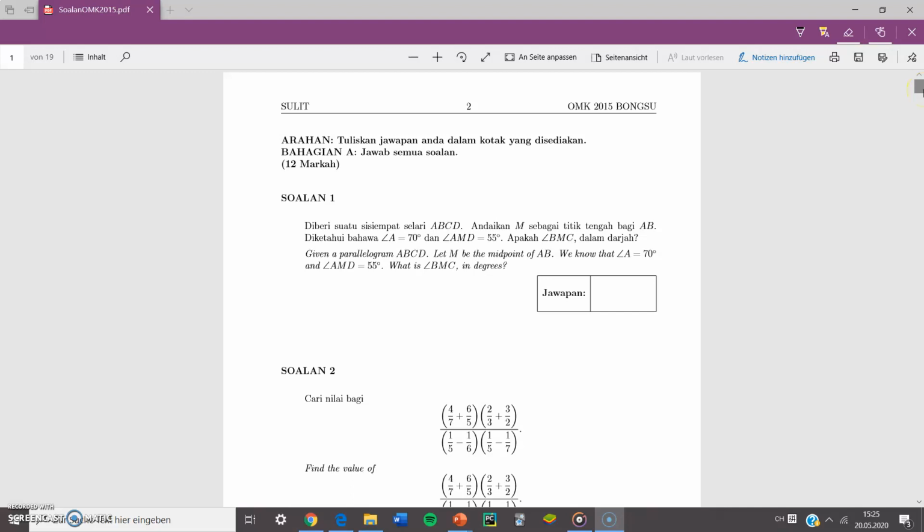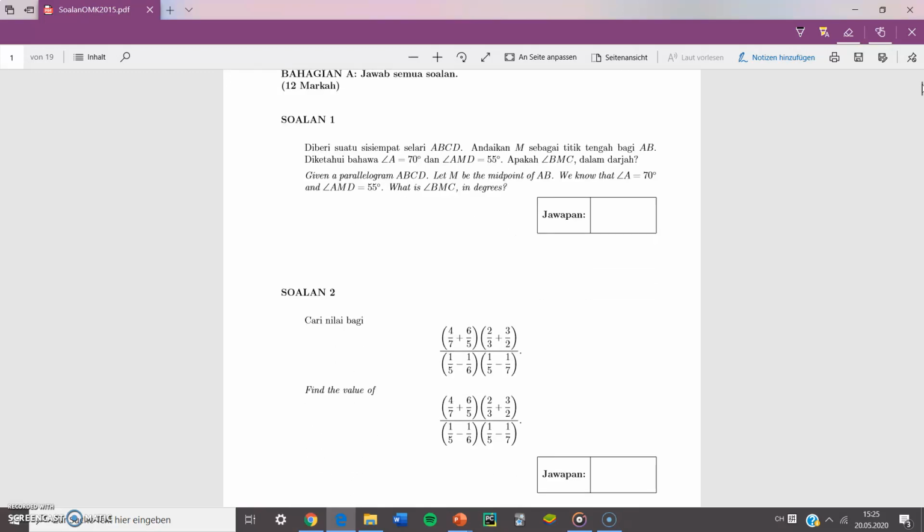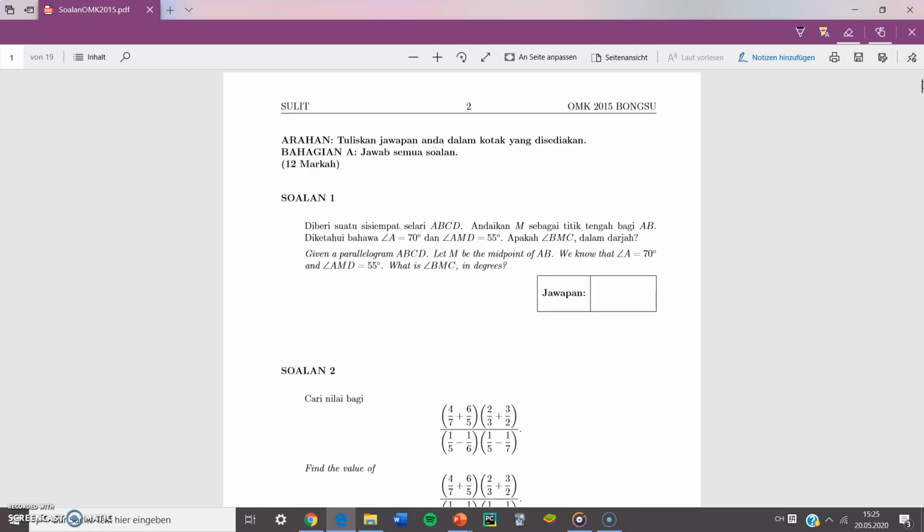In this series, I'll be talking about OMK. OMK is Olympiad Matematika Kebangsaan. It's a prestigious mathematical competition held in Malaysia every year with some 10,000 students participating, and the most elite students get a lot of benefits. So let me give you a walkthrough of their format.